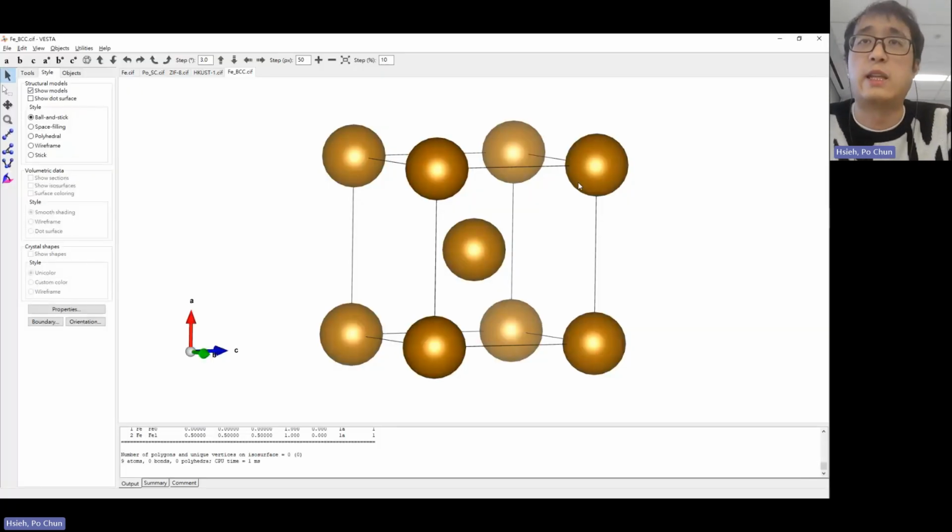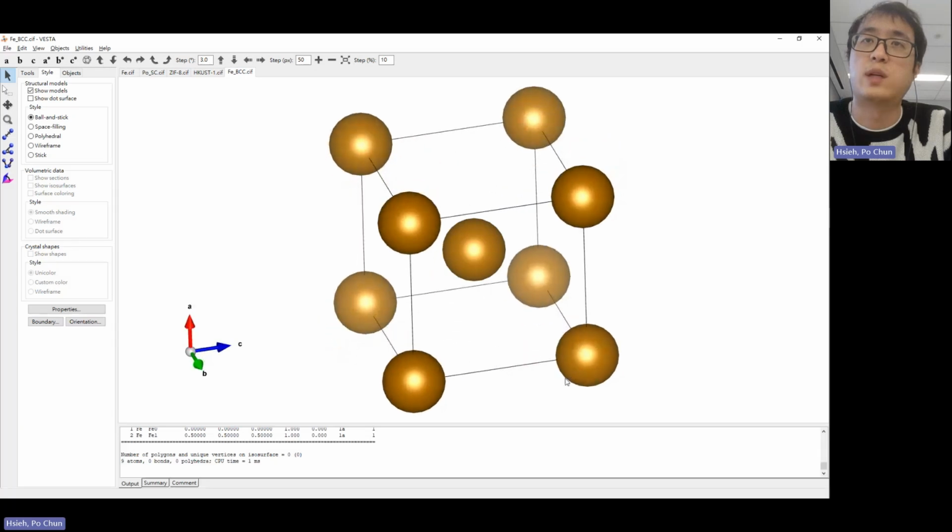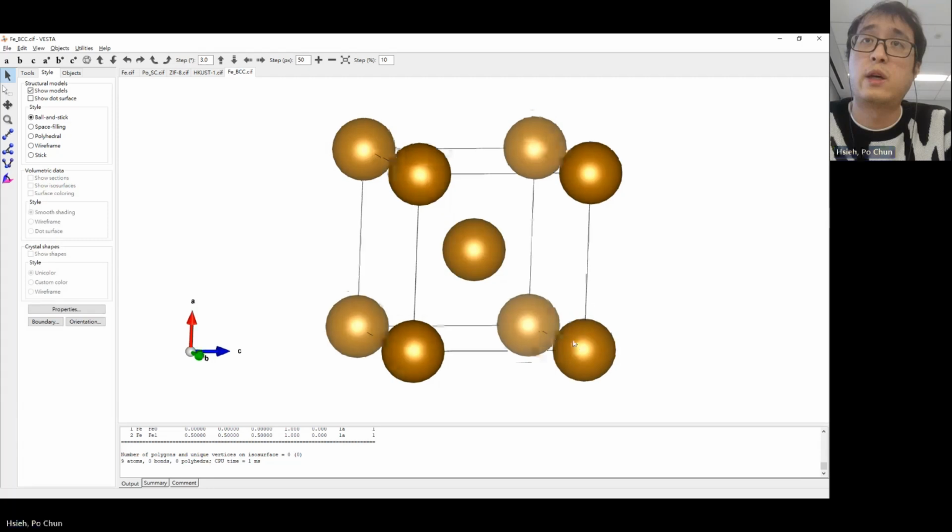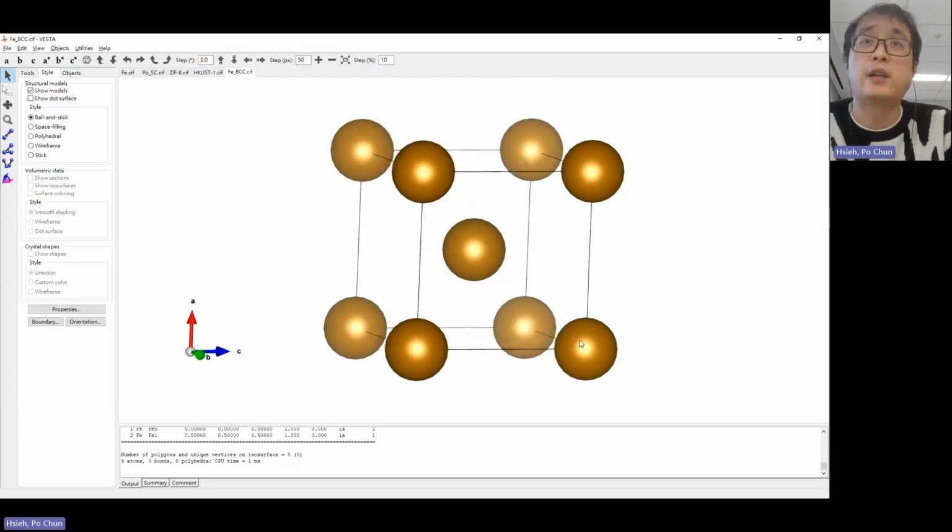So you can see that we have iron atoms in each corner of this cube, and we also have another iron atom in the center of this cube. However, actually, all of these iron atoms you see here are equivalent. What does equivalent mean? It means you cannot differentiate between them.